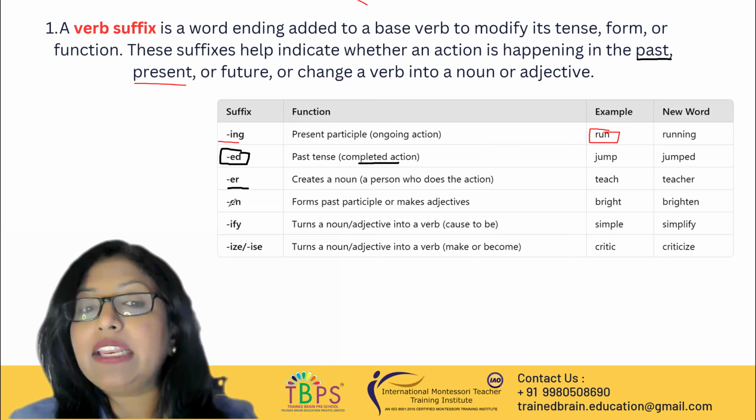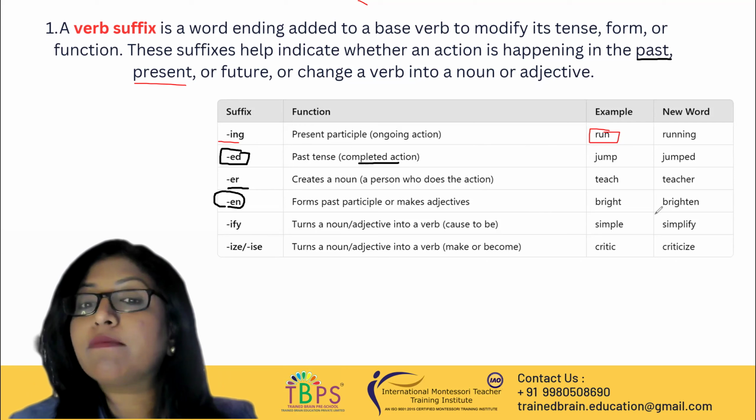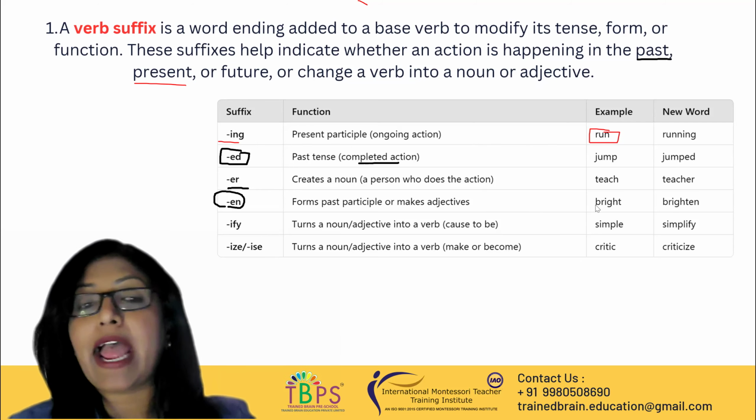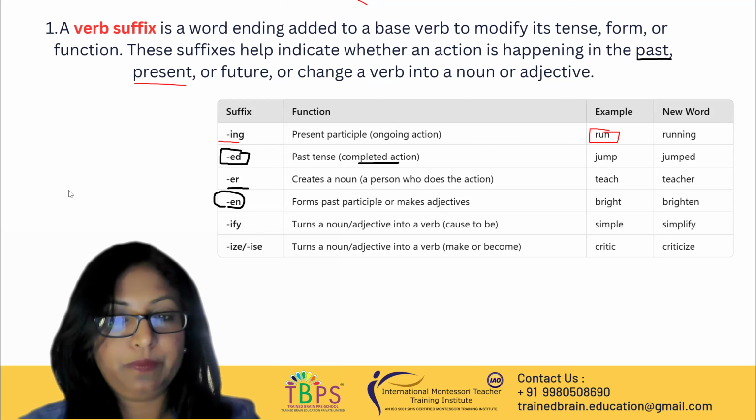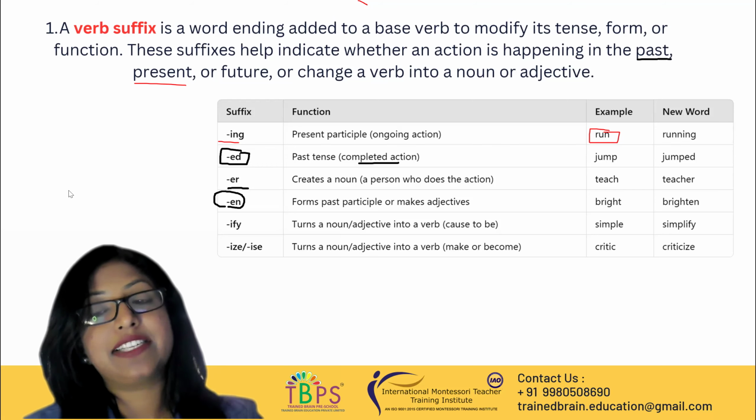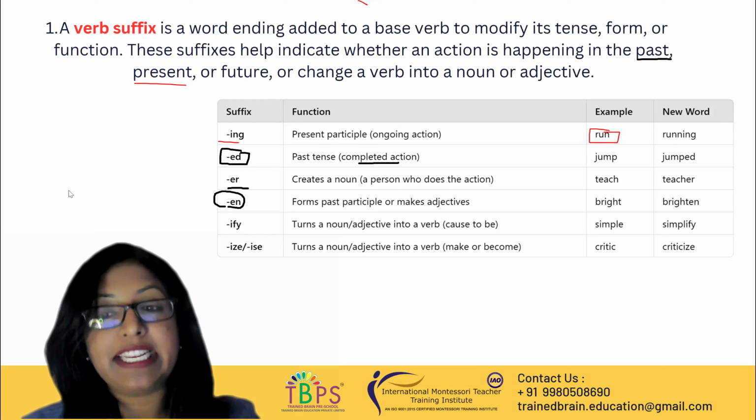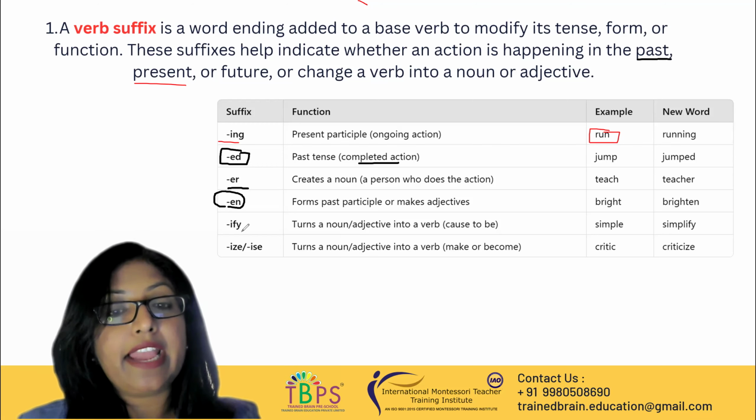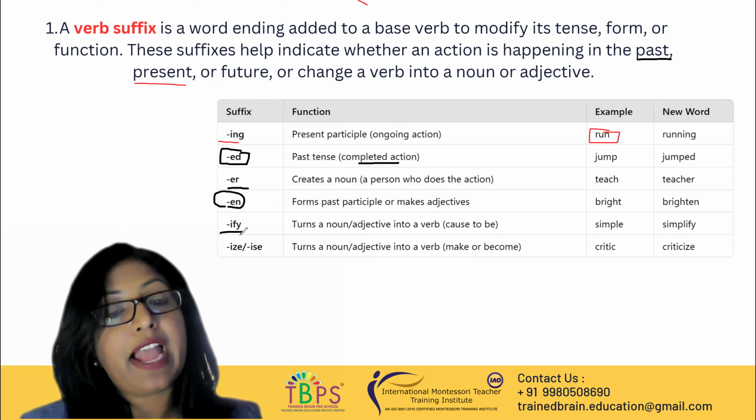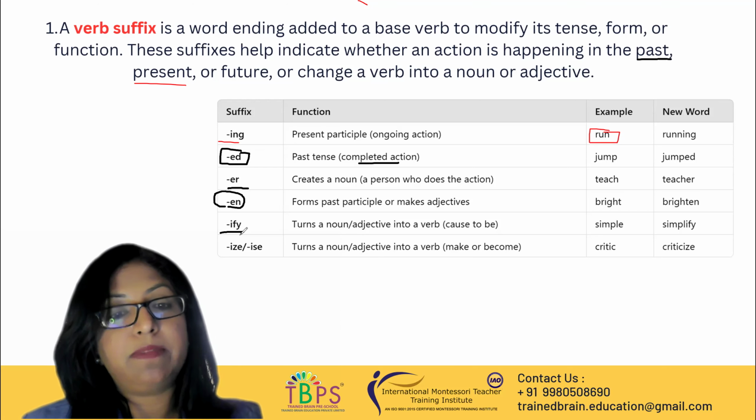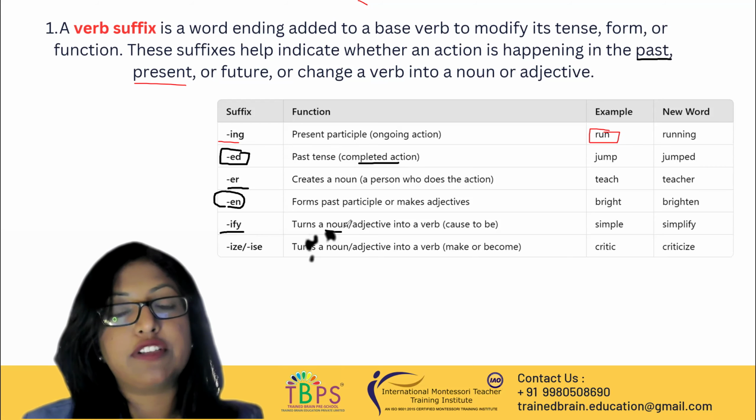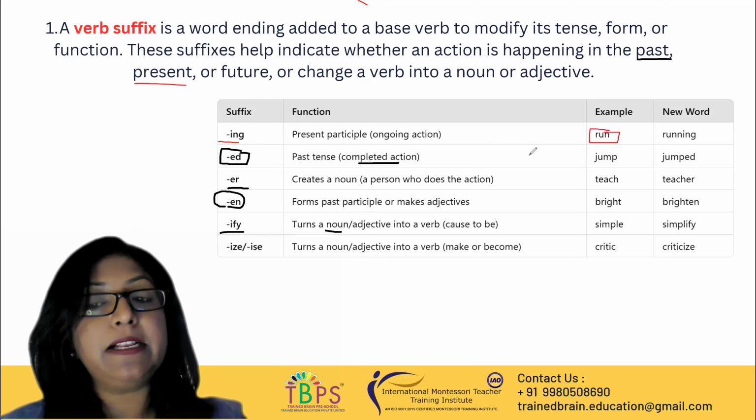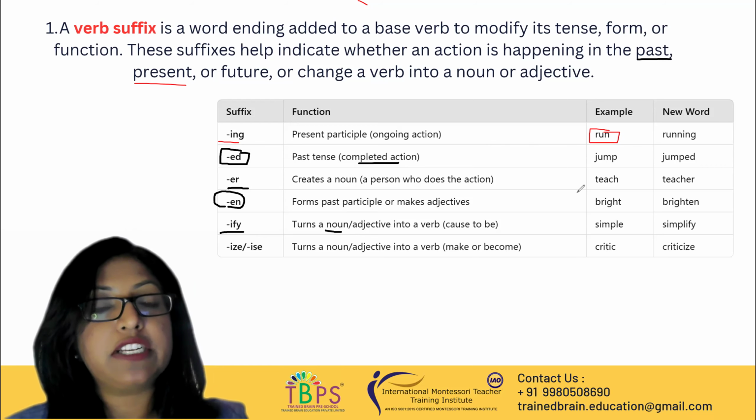Now, what if we add an en to it? It forms the participles, or sometimes it can also act like an adjective. For example, light, lighten, bright, brighten, fright, frighten. I can add an ify. If I add an ify, the verb, the action becomes a noun. So this is also something you need to understand. For example, simple, simplify. Notice, notify.